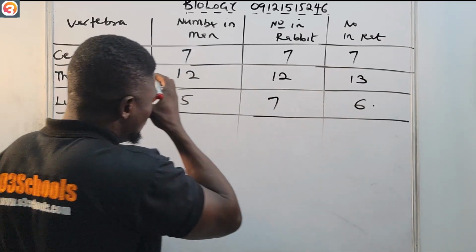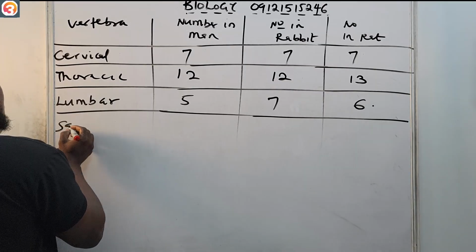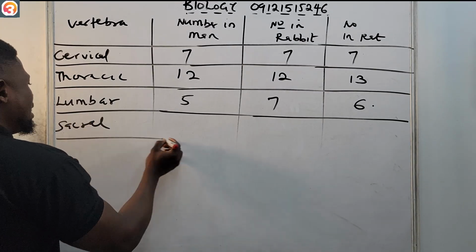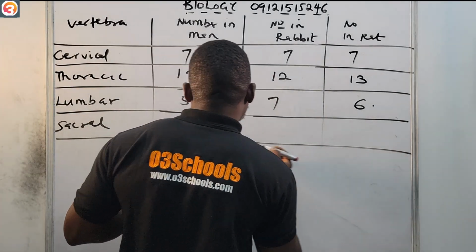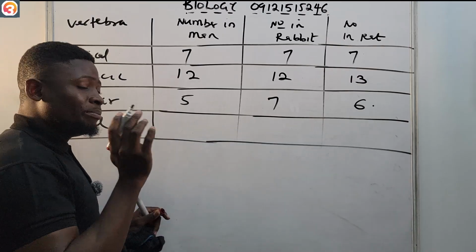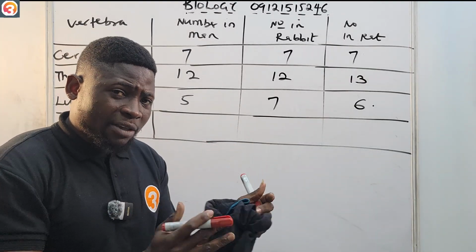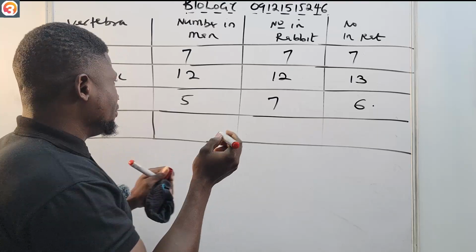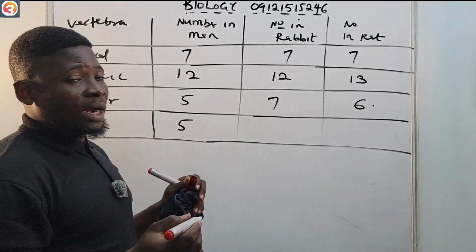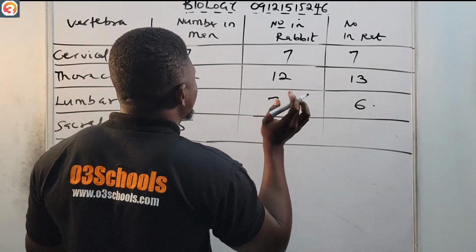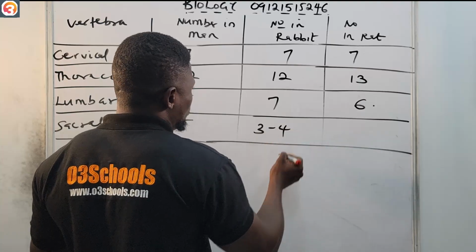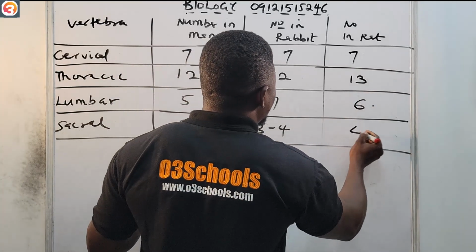Then the next one will be our sacral vertebrae. Remember, I told you that the sacral vertebrae in man consist of about 3 to 5 that are fused together to form a single sacrum. So there are 5 in man. For rabbits, we have about 3 to 4. Then for rats, we have 4.